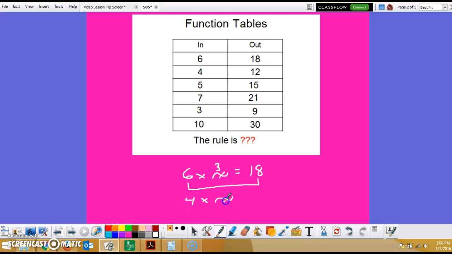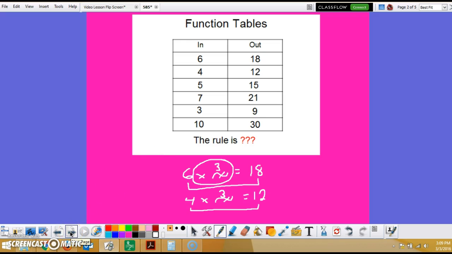4 times the variable x equals 12. Take what you know, the 4 and the 12, and because it's multiplication, you're going to do the inverse operation and divide, and 12 divided by 4 is going to get you 3. 4 times 3 is 12. So that means our rule is multiply by 3. It will work for every single one of these. 5 times 3 is 15, 7 times 3 is 21, 3 times 3 is 9, and 10 times 3 is 30. We used algebra to solve for this equation in the function table.